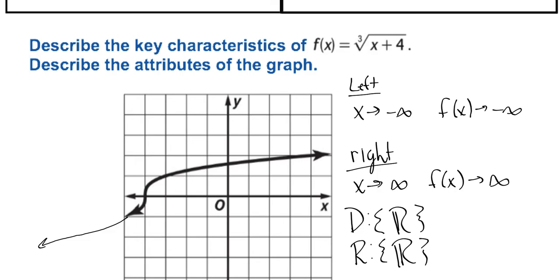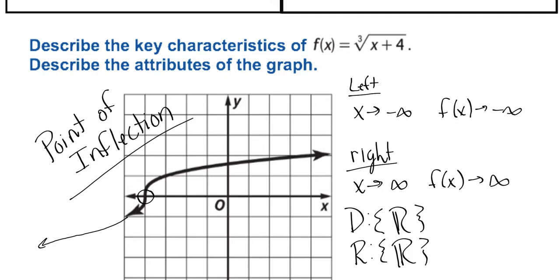Then there's one more thing that goes along with this, which is that point right here. Previously we called that our rotational symmetry point. Now here it's called the point of inflection. So the point of inflection is (-4, 0), and that's where your graph curves to go one direction and switches to the other direction. So these are the key characteristics, the attributes of a cube root graph.